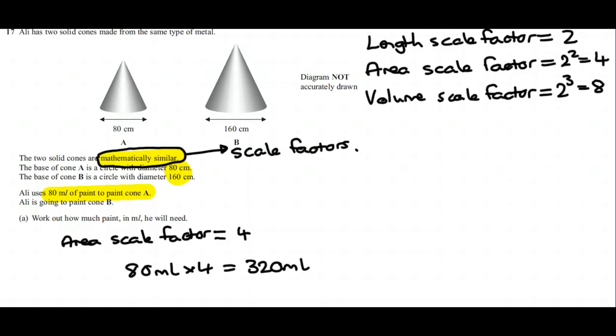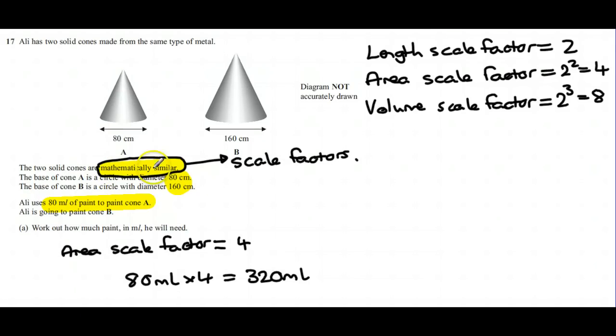The key thing to this is that it says mathematically similar, which means you have to deal with scale factors. If you know the length scale factor, you can work out the area scale factor by squaring it, and the volume scale factor by cubing the length scale factor. In some more tricky questions, they might give you an area scale factor, in which case you'll have to square root it to find the length scale factor. Feel free to investigate this more if you feel that you need a bit more time, and maybe you come back to this question and see if you can understand it after doing a bit more practice.